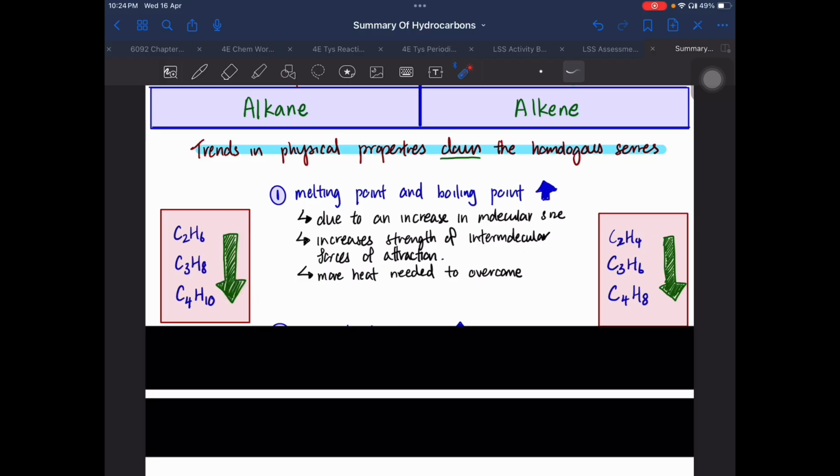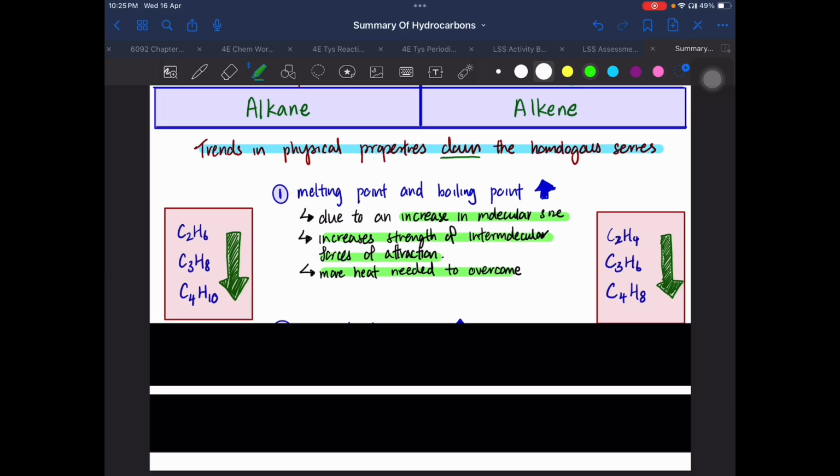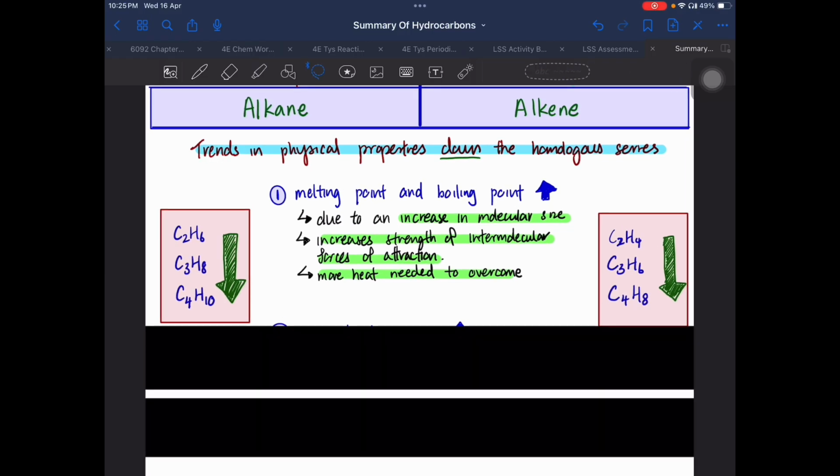Why is that the case? Because there is an increase in the size of the molecule. How do I know there's an increase in the size? You realize that there will be more carbon and more hydrogen as you go down. So in terms of the drawing, it will get bigger and bigger and bigger because there's more carbon and more hydrogen. When that happens, there's an increase in the strength of intermolecular forces of attraction. Then this will in turn cause more heat that's needed to overcome the attraction, and therefore the melting point and boiling point increase.